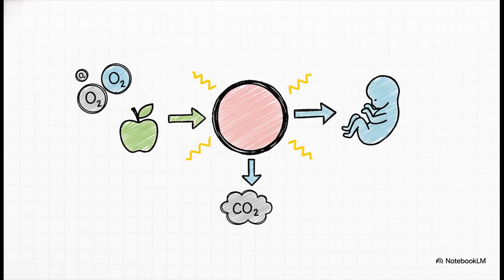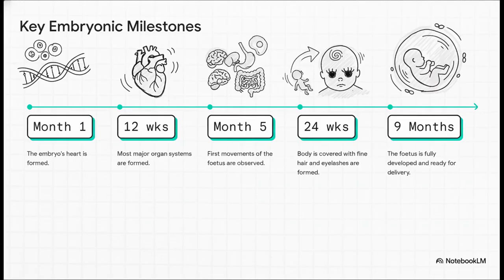Once the embryo is implanted, an entirely new organ starts to form, the placenta. You can think of it as the ultimate life support system. It's the bridge between the mother and the embryo, delivering all the oxygen and nutrients and taking away all the waste. But it's also a hormone factory, pumping out hormones like HCG and HPL that are absolutely essential for keeping the pregnancy going. Over the next 9 months or so, the gestation period, that one single cell completely transforms.